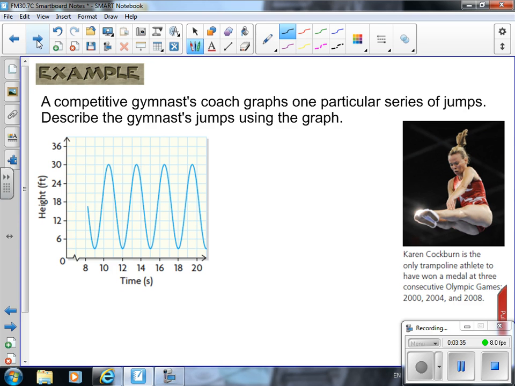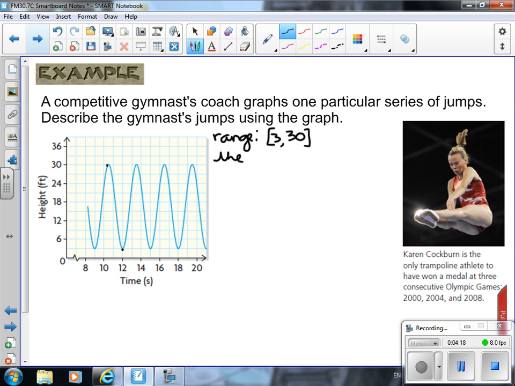For our next example, a competitive gymnast's coach graphs one particular series of jumps. Describe the gymnast's jumps using the graph. So we're just going to describe the characteristics. Again, the range, we want to know what's the highest and the lowest point. Our units are the height in feet, and time is measured in seconds. So our highest point is 30, and our lowest point is 3. So we can describe that in words.